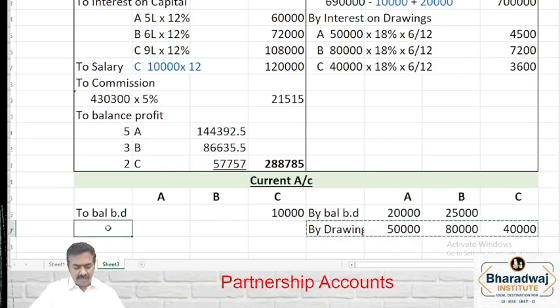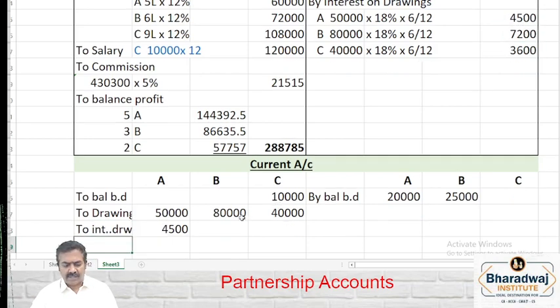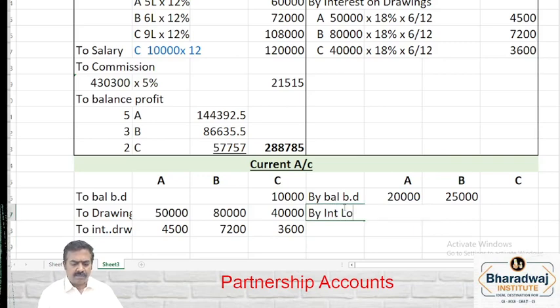Drawings will be reduced from capital, so these go to the debit side. Then to interest on drawings. How much interest on drawings did we provide? This 4,500, 7,200 and 3,600.